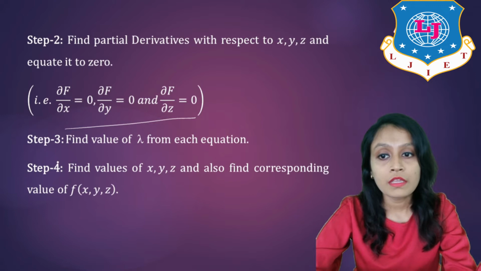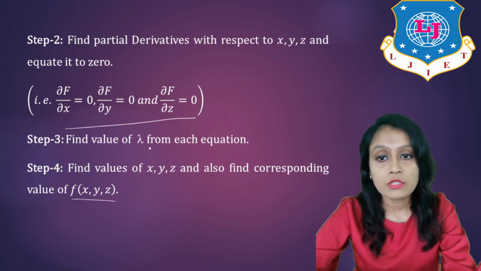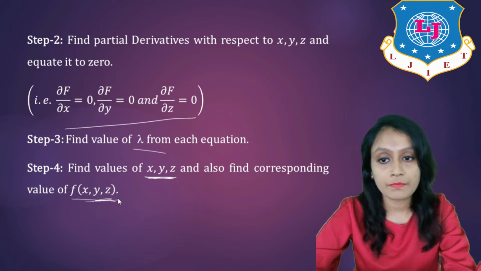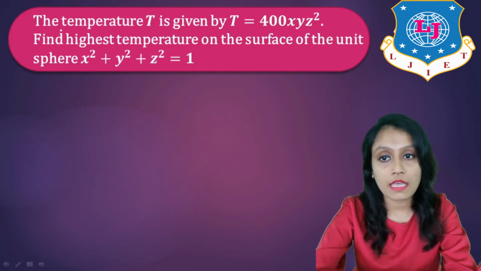Okay, then find the values of x, y, z and also find corresponding value of function f of x, y, z. So from this lambda and from the constraint we will find the value of x, y, z and then we will find the value of this function f of x, y, z. So let's begin with the example.